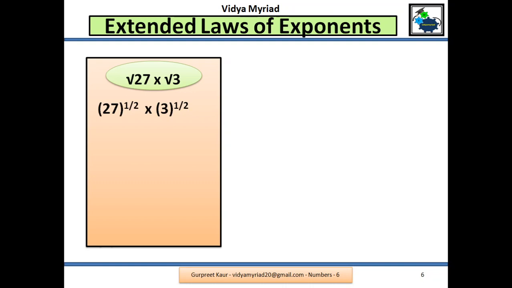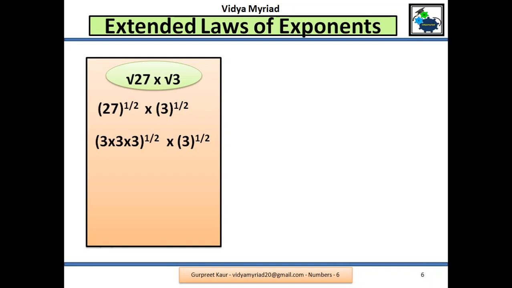Now what will be the next step? Now here you know 27 can be further split. So I will find out the factors of 27. It will be 3 into 3 into 3, raised to power 1 by 2 multiplied by 3 raised to power 1 by 2. So in both the cases, if you see, the powers are same.